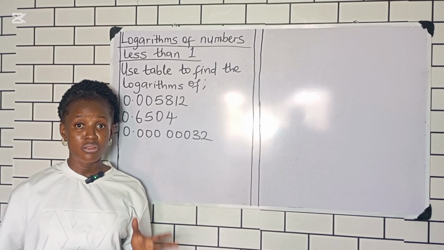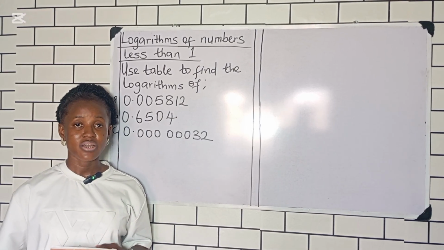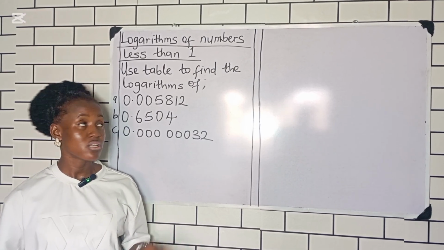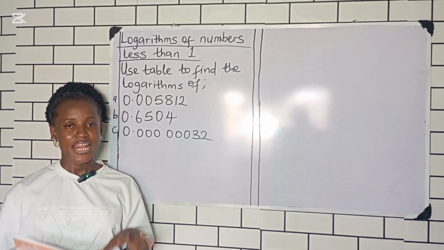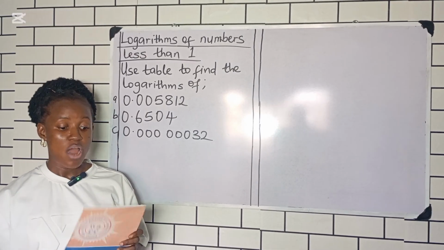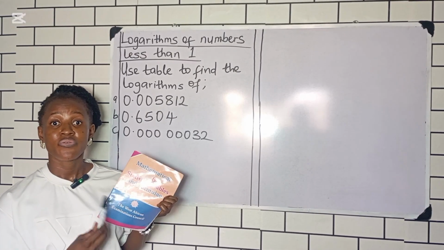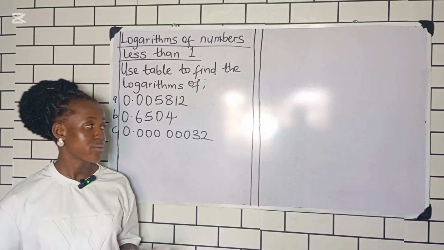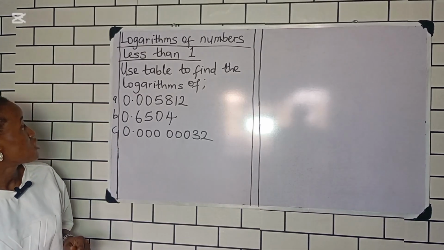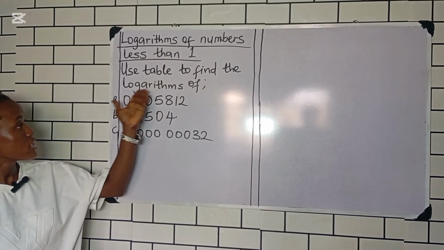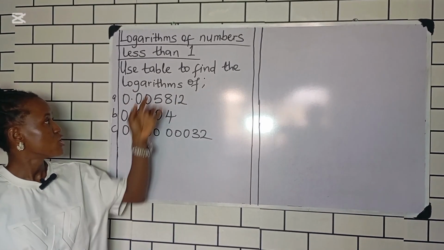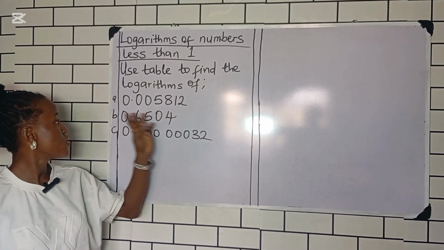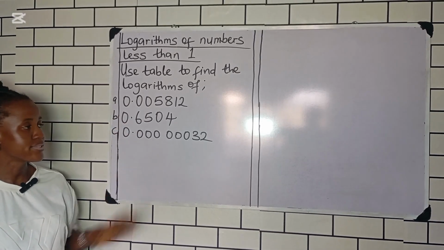Last time we treated logarithms of numbers greater than 1. Today we'll be treating logarithms of numbers less than 1. I will also be making use of the 4-figure table, or you can call it the mathematical table. Now we are given 3 questions here. They say we should use this table to find the logarithms of A, B, and C.